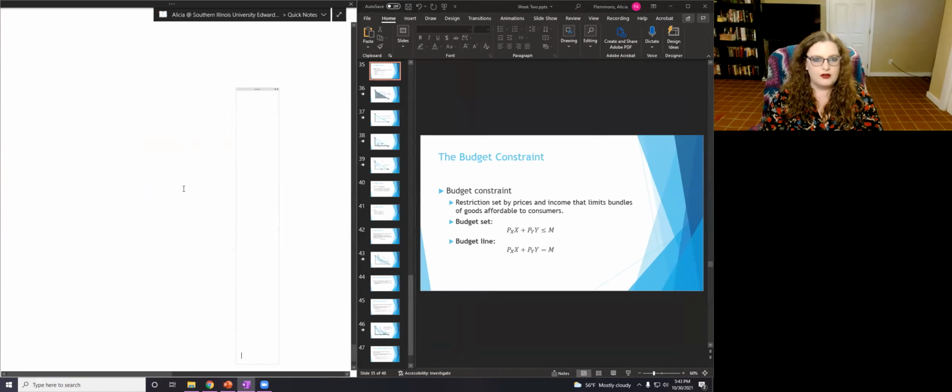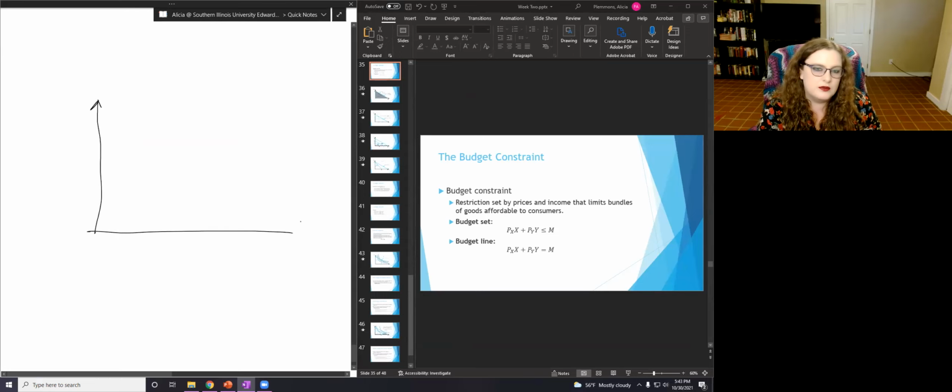Let's think about if we were wanting to write a budget constraint. Well, let's first do a budget line. A budget line lets us know what the absolute maximum we can afford is. So let's say that we have two goods. We have our Coca-Cola and we have our pizza.